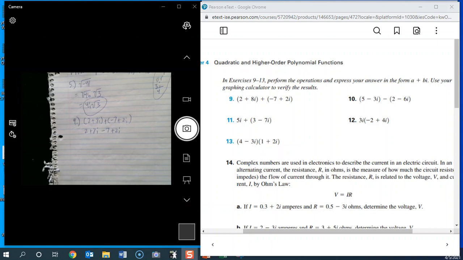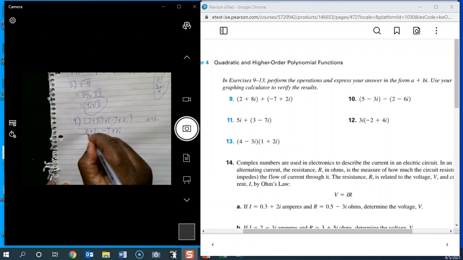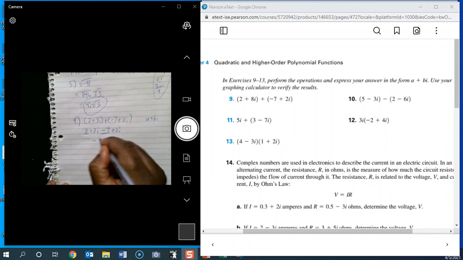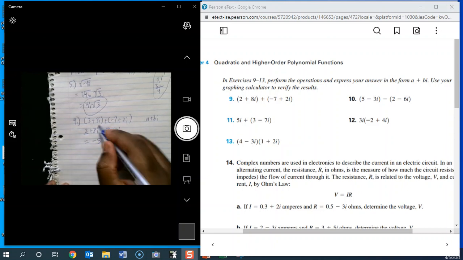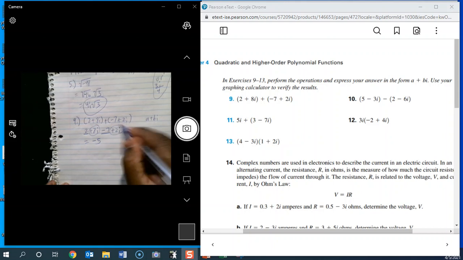So now we would combine the like terms. Now remember, we want to get it in a plus bi form. So we combine the like terms. We have positive 2 and negative 7, which is negative 5. And then we have 8i plus 2i, which will give us a positive 10i. So your answer here is negative 5 plus 10i.